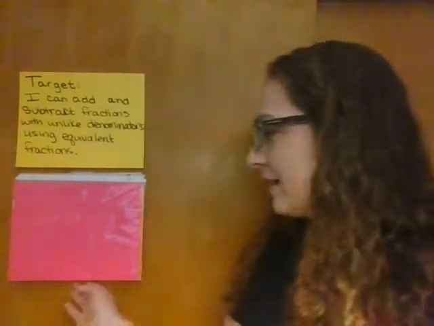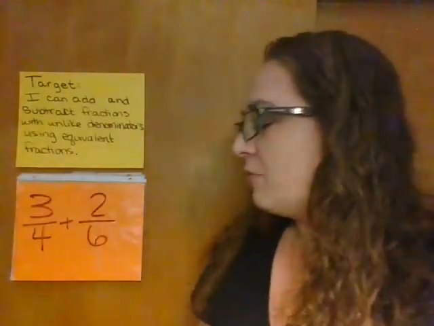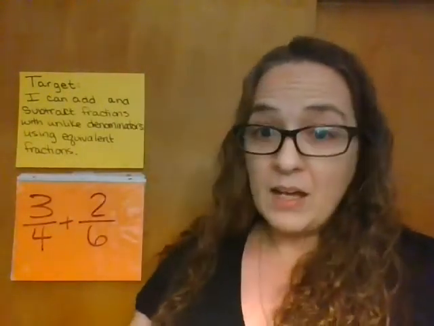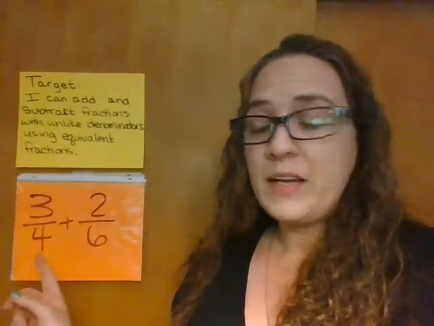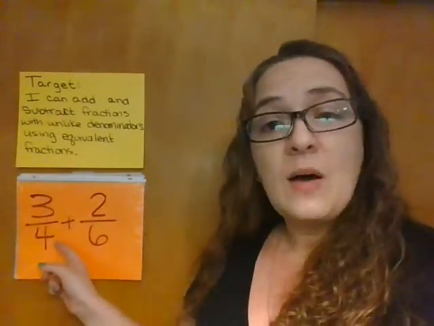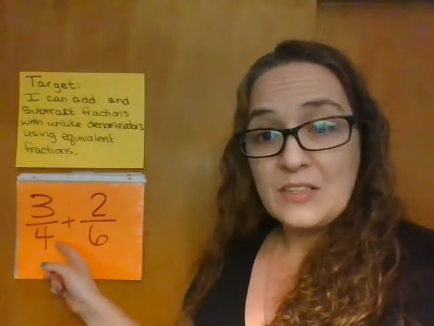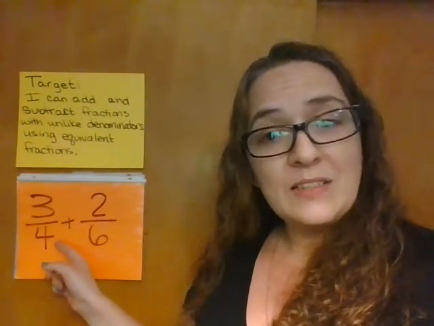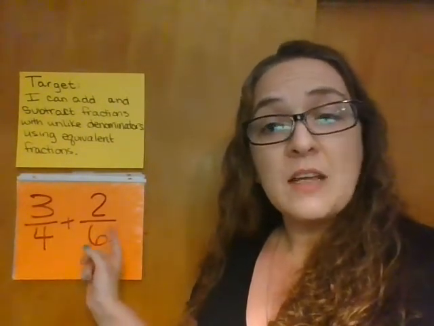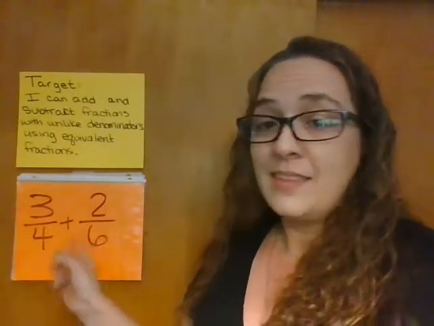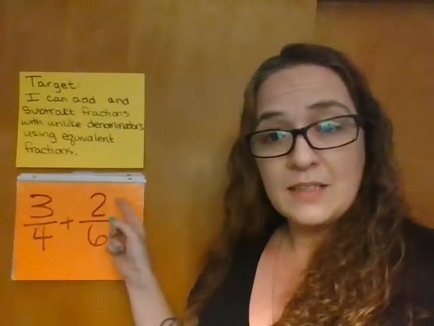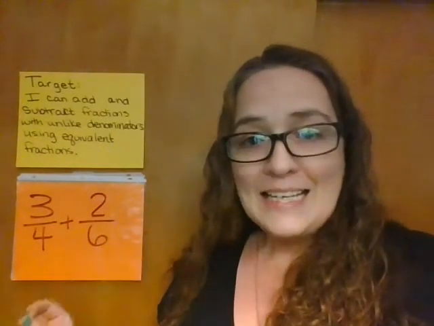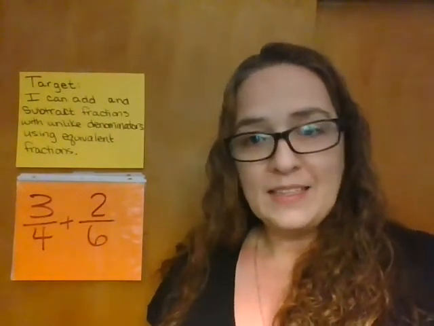This week, our practice problem is going to be 3/4 plus 2/6. Now, obviously, we don't have a common denominator yet. Remember, in our fraction, the denominator tells us how many pieces the whole thing is cut into. This denominator has been cut into 4. This one shows us our whole thing got cut into 6. They're not the same size. This one has 3 of the 4. This one has 2 of the 6. So we've got to make things equal before we add these two fractions.